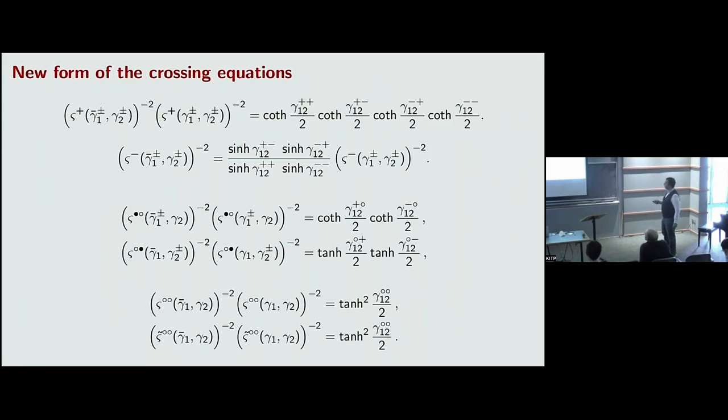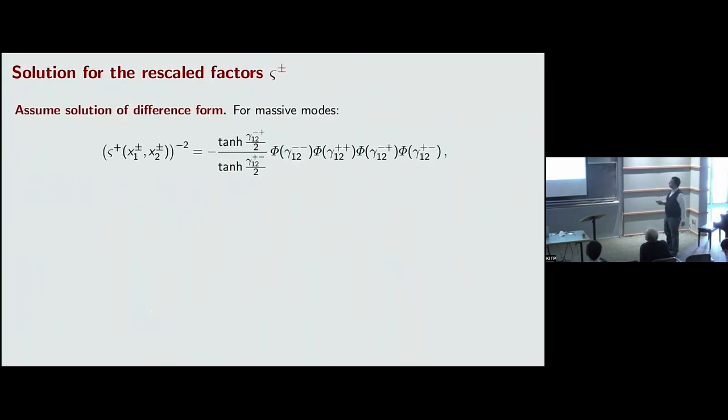And now let me just tell you how you solve these equations. You just need one assumption. And the assumption is that the solution is also of difference form in terms of these variables, gamma. And if you assume that, this is your solution. So let me explain. Here there is a part that has some poles and some zeros that you need to reproduce the bound states of the theory. Here there is a part that does not have poles but reproduces the crossing equation. And this phi is actually a familiar function that I'll tell you in a second.